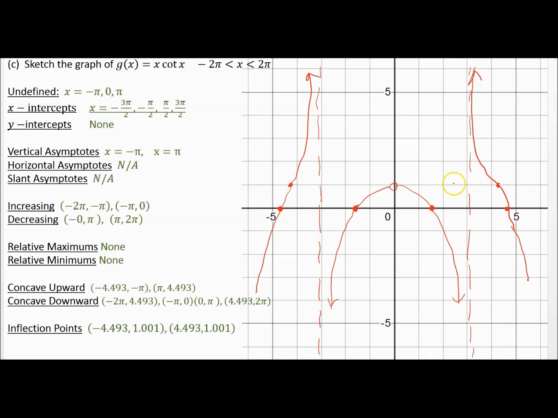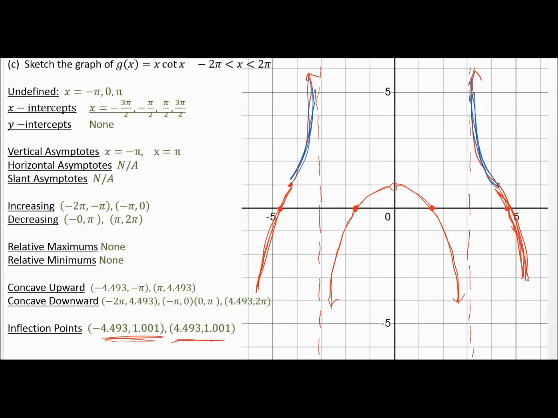We've got our inflection points plotted. They showed up down here where the graph changed concavity. Are we concave downward from negative 2 pi to 4.493? That's this part. That's concave downward. Between negative pi and 0, that's definitely concave downward. Between 0 and pi, notice that's also concave downward. And then once again, from 4.493 to 2 pi. My graph's a little wonky, but that's concave downward right there. And then it's only concave upward in 2 places. I'll highlight in blue right there and right there.